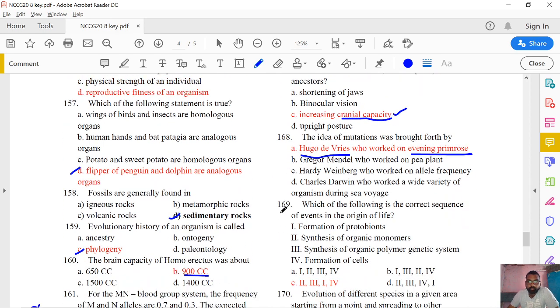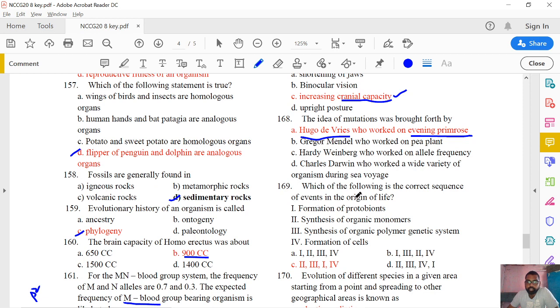Which of the following is the correct sequence of events in the origin of life? So it is the third option. First, synthesis of organic monomers took place from inorganic substances. Later there was polymer formation, maybe genetic material also. And after that protobionts, and finally cells have come.